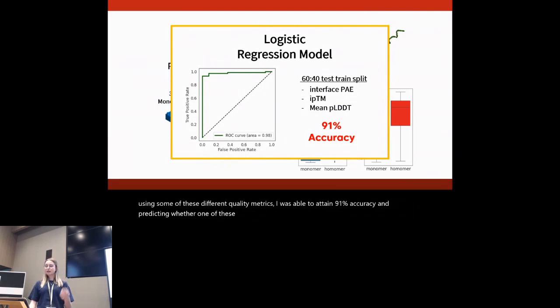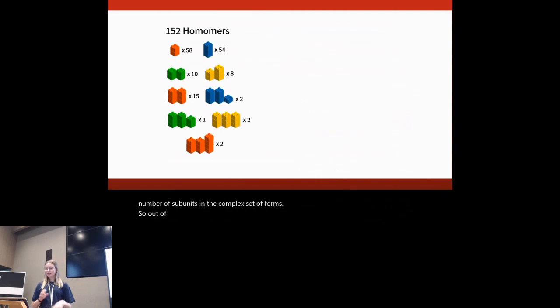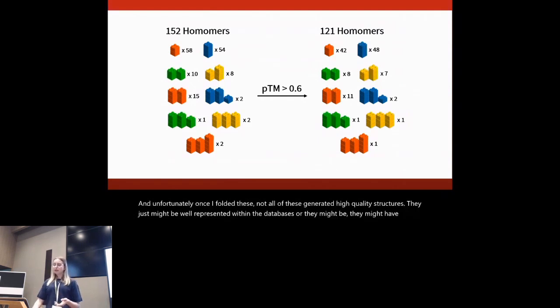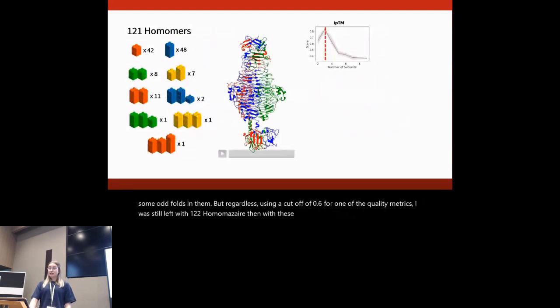After doing this, rather than just knowing it's a homomer, I wanted to see if we could determine the specific number of subunits in the complex that it forms. Out of those protein homomers I had earlier, these are broken down into different sizes. Unfortunately, once I folded these, not all of them generated high quality structures. They might not be well represented within the databases, or they might have some odd folds. But regardless, using a cutoff of 0.6 for one of the quality metrics, I was still left with 122 homomers. With these proteins, I then built these plots, looking at the quality of the metrics across them.